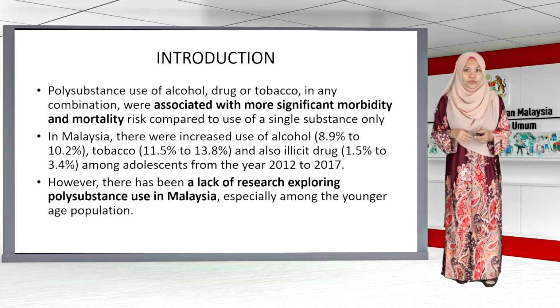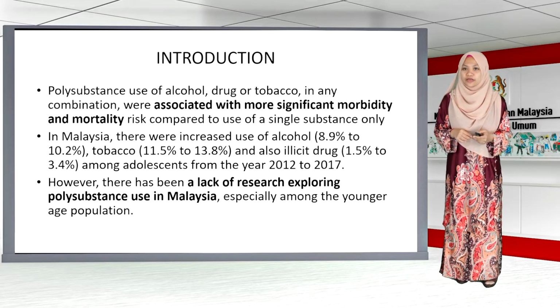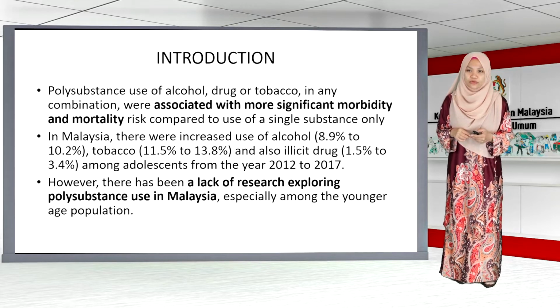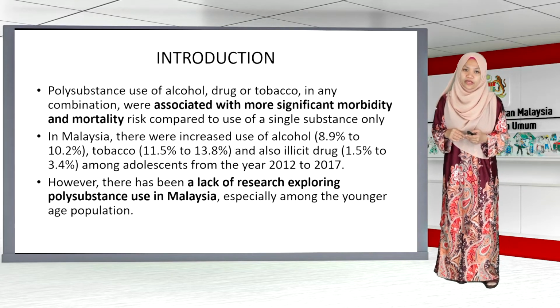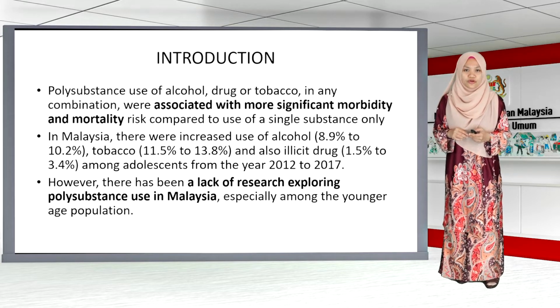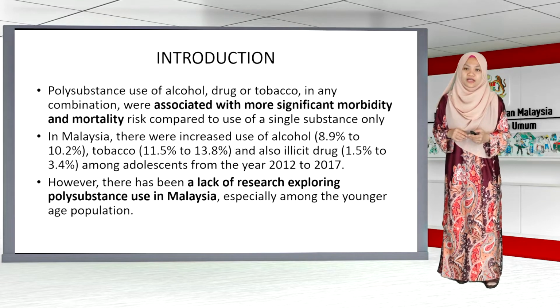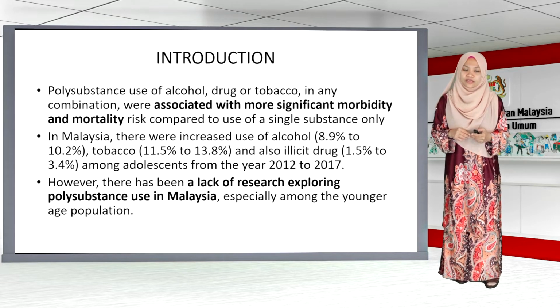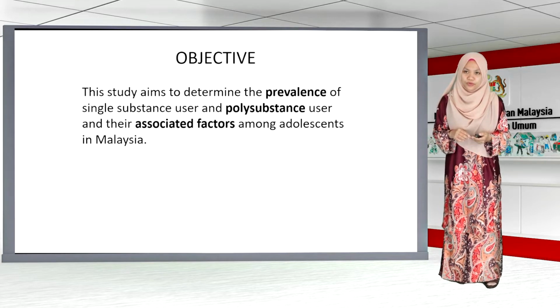Polysubstance use, or a combination of drugs, is associated with more significant morbidity and mortality risk compared to use of a single substance only. In Malaysia, there was increased use of alcohol, tobacco, and illicit drugs among adolescents from 2012 to 2017. However, there has been a lack of research exploring polysubstance use in Malaysia, especially among the younger age population.